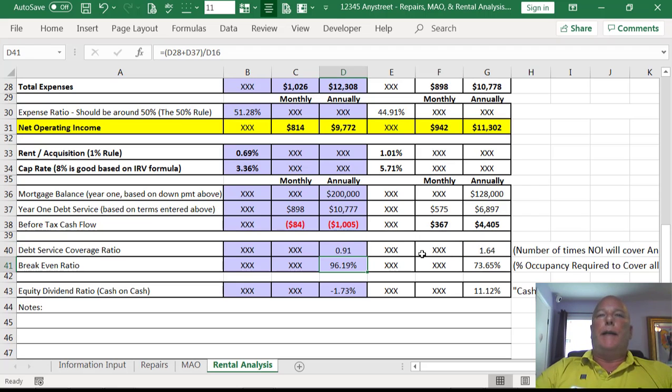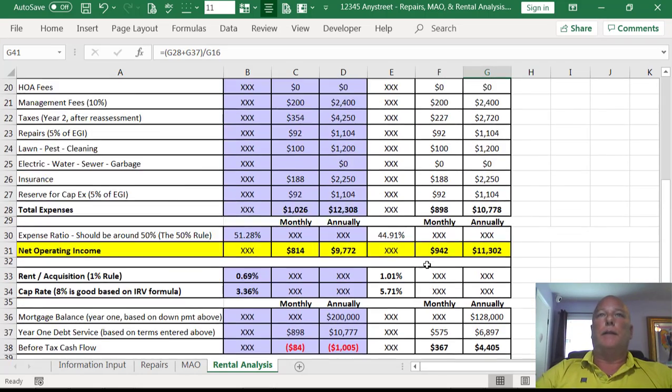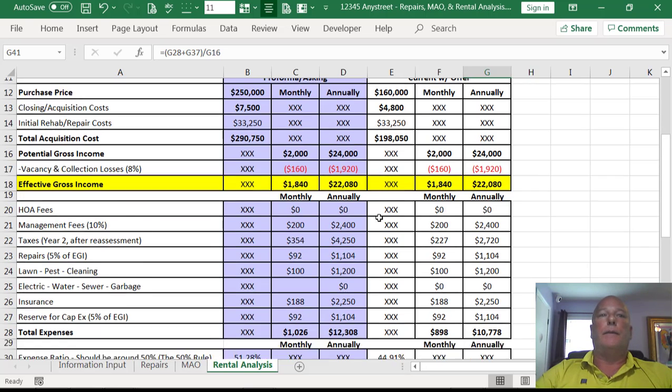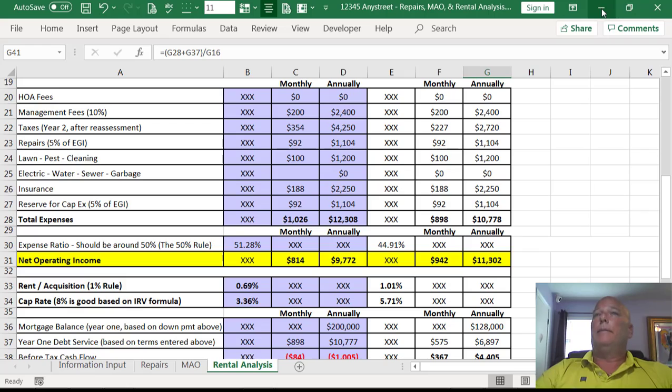Break-even ratio is how full do you have to keep that rental property, get it to where you're covering yourself. So 96% of the time, if you bought it at 250, you'd have to have 96% occupancy. So you might have a half a month that you can go without a tenant before you have to get them replaced, or you're going to start losing money. Here at 73%, still it's good, but it's better than the other option at 160 versus the 250. So that's just a brief summary of that.